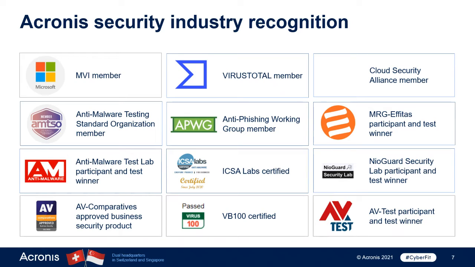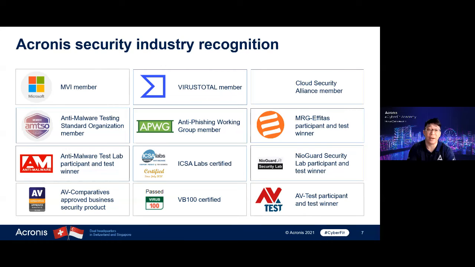So for example, VirusTotal, or VB100, or AV-Test, or AV-Comparatives. These are basically organizations that perform tests on security solutions, most specifically on antivirus and anti-malware scanners provided by all the different vendors out there. And of course, Acronis is one of them. We actually send in our antivirus engine for testing. The frequency really depends. Some of them are on a monthly basis, some of them are on a quarterly basis. It really depends on what kind of tests they're actually running.